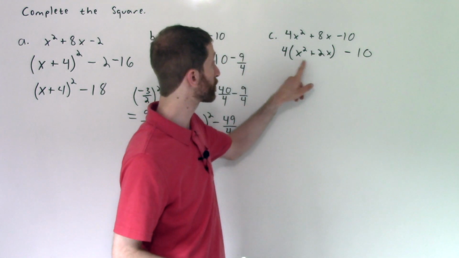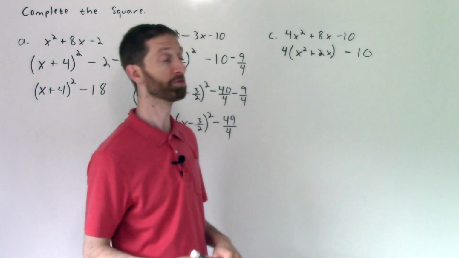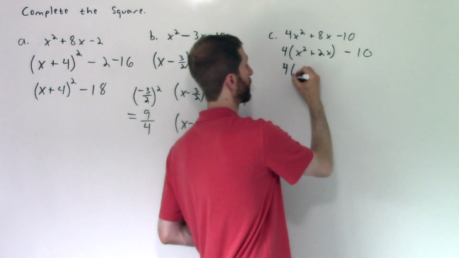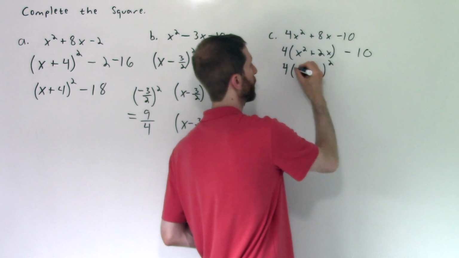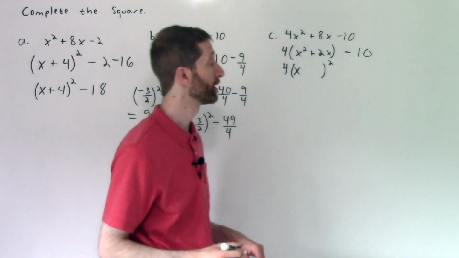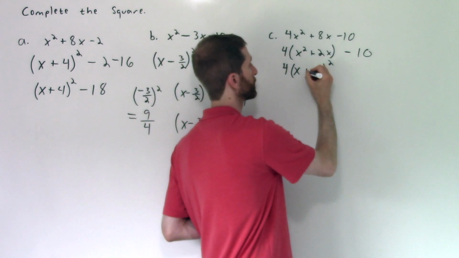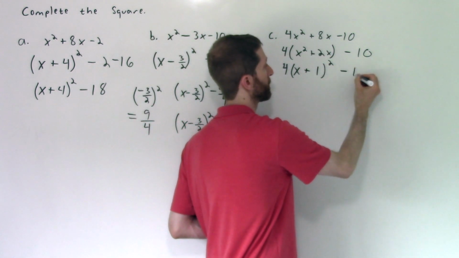Now we're completing the square of this part right here. We can do this. So I've got 4, that doesn't go anywhere, it's still part of the problem, times, we know we're going to square it and we know we need x to get x squared. We're going to divide the b term by 2. 2 divided by 2, it's plus 1. All right, and we keep the -10.